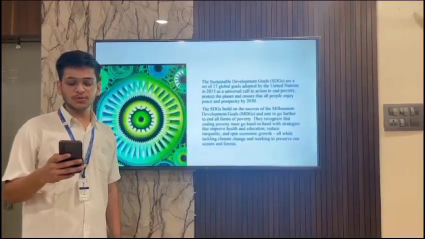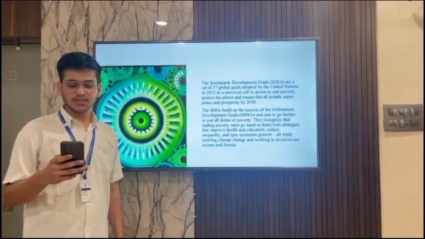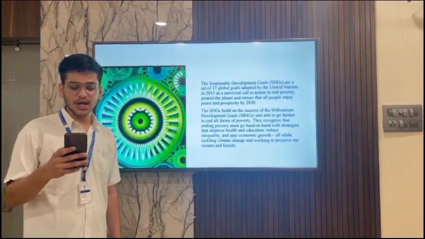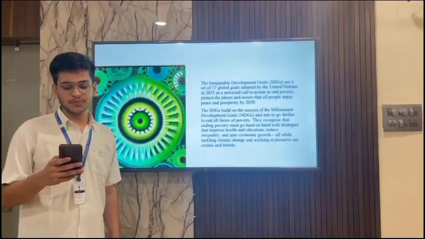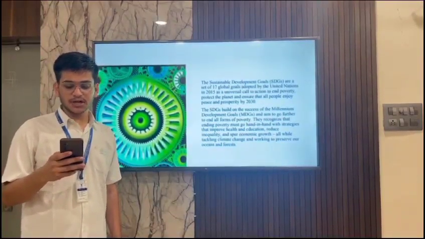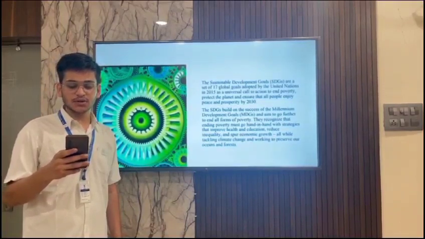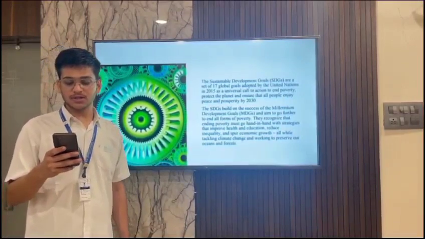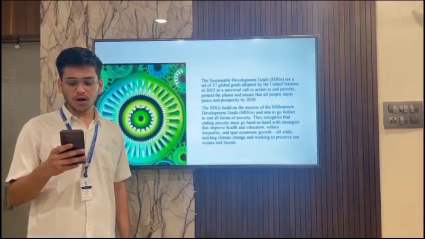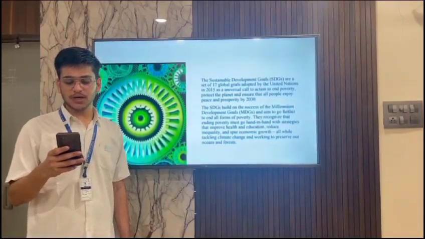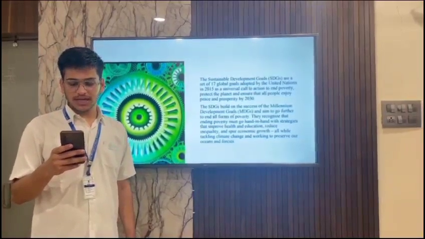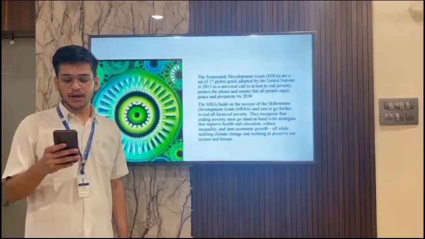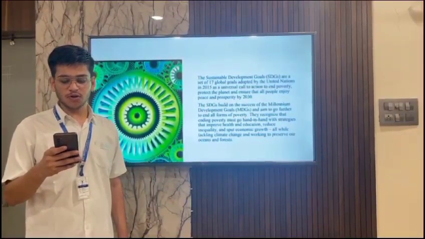Now, to dive deep into it, here is some data which I can read for you. The Sustainable Development Goals, known as SDGs, are a set of 17 global goals adopted by the United Nations in 2015 as the universal call to action to end poverty, protect the planet, and ensure that all people enjoy peace and prosperity by 2030. The SDGs build on the success of the Millennium Development Goals and aim to go further to end all forms of poverty.